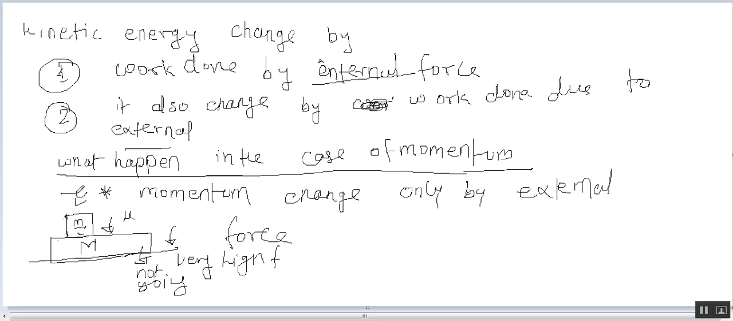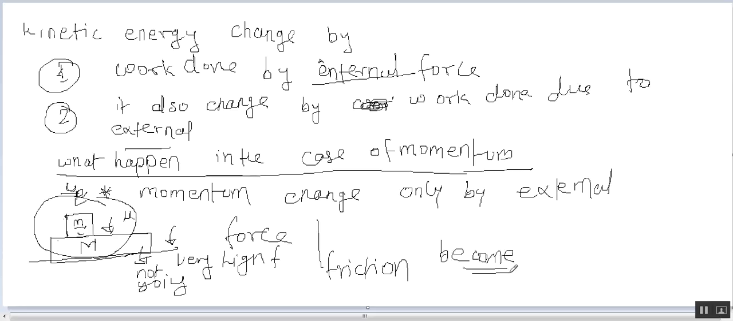Now initially this is at velocity v. Guys, if I take these two blocks, m and m by 2, as a system, then friction becomes an internal force. In this case the external force does not do any work, but its kinetic energy is going to change, because the initial velocity is v.